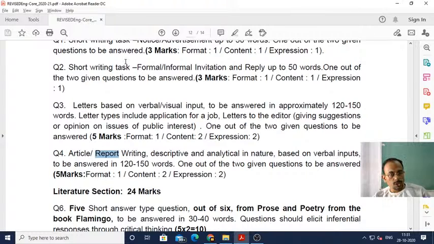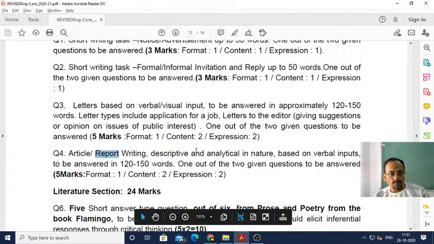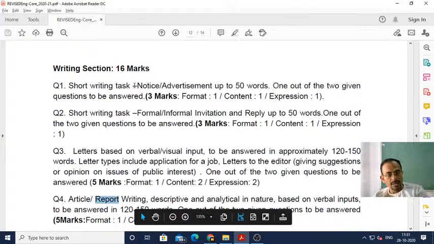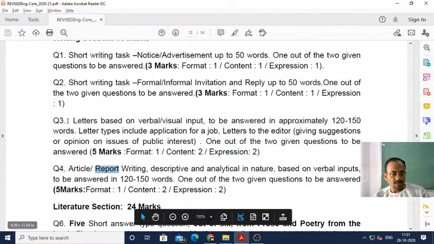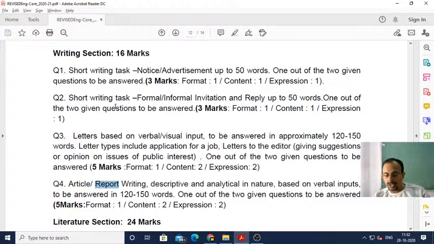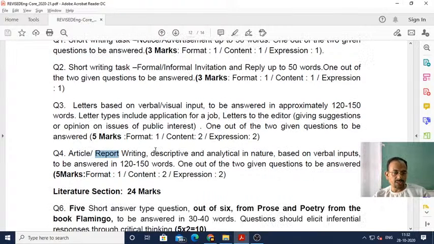Understood? The first 2 questions are of 3 marks each, and the second 2 questions are of 5 marks each. That is 6 and 10 here. So 16 marks. Question number 3 and 4 are 5 marks each respectively, and question number 1 and 2 comprise 3 marks each. That is a total of 6 marks. So a total of 16 marks from the writing section.